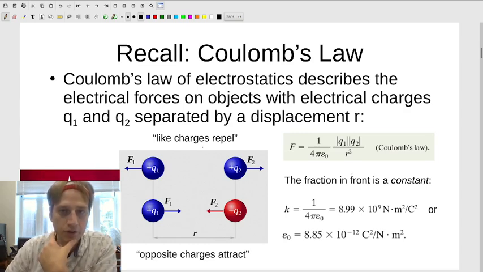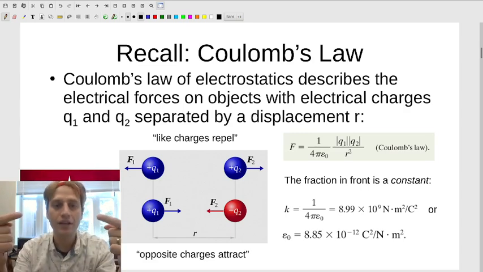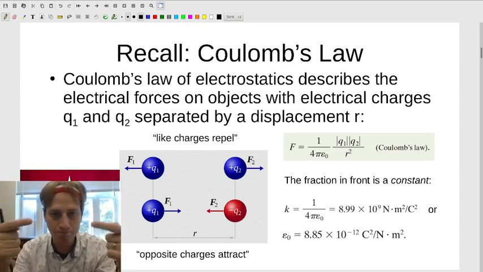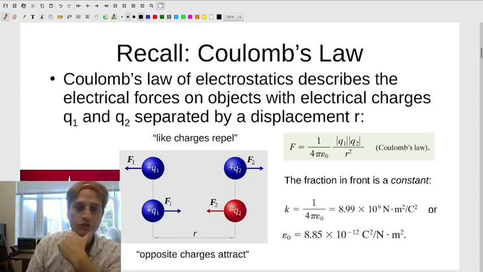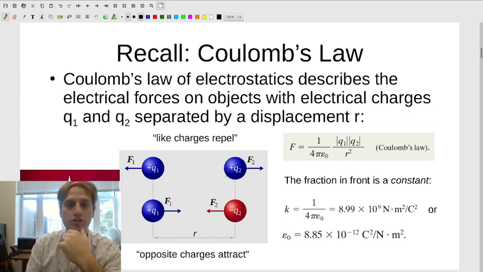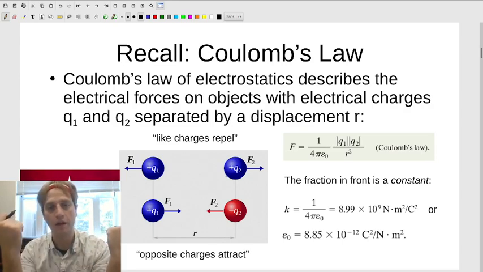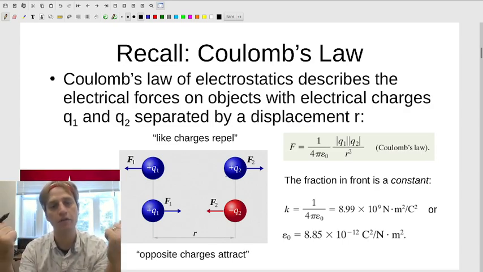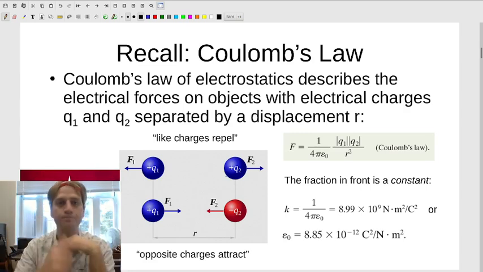Now, remember also, Coulomb's law is different from Newton's law of universal gravitation, because while gravity in that simple form is always pulling things together, in this form, if you have two positive charges, they're going to repel each other apart. If you have two negative charges, they would repel each other apart. On the other hand, if you have a positive and a negative, they pull each other together.